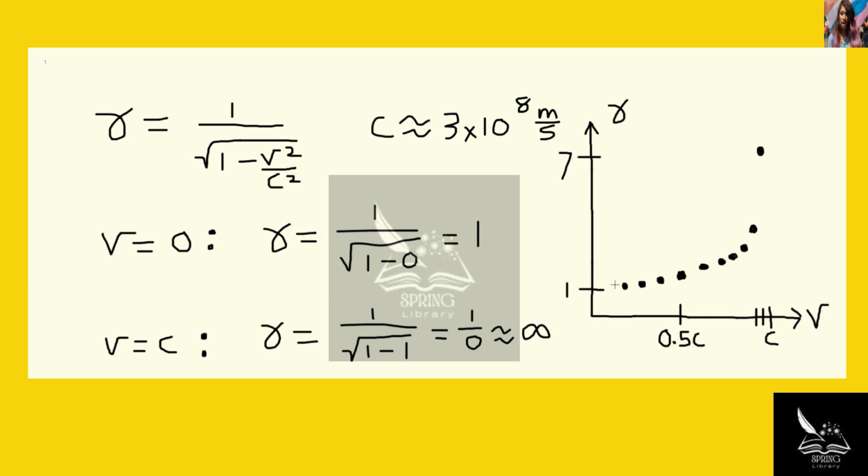At 10% of the speed of light, we have 1.005. So now we're getting so close that it would not even be very apparent on a graph. At 5% of the speed of light, 1.001. And I'm sure you know where this is going.